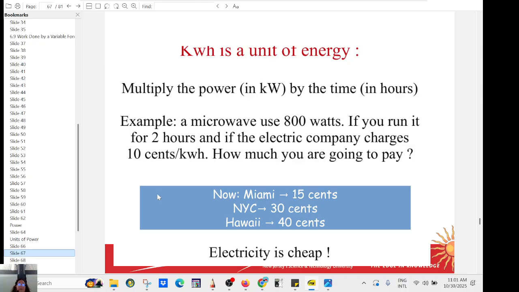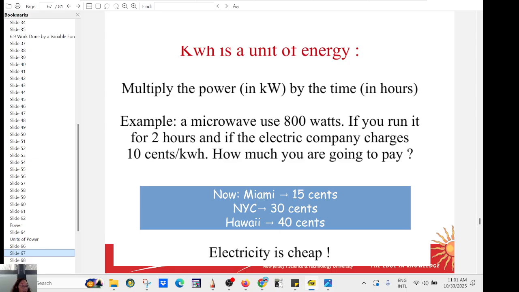Okay, so let's try this one. That was back then 10 cents per kilowatt hour. Let's see how much you're gonna pay. Now in Miami it's 15 cents, which is very, very cheap. New York City is twice that much. Hawaii is 40 cents.